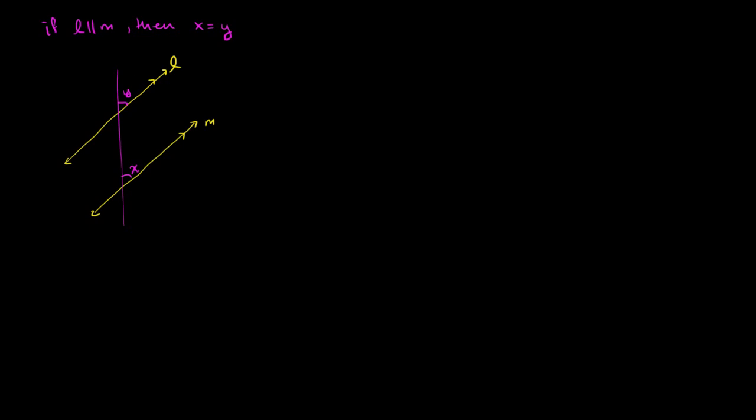What I want to do in this video is prove it the other way around. So this is what we know. What I want to do is prove if x is equal to y, then L is parallel to M, so that we can go either way. If they're parallel, then the corresponding angles are equal. And I want to show if the corresponding angles are equal, then the lines are definitely parallel. And what I'm going to do is prove it by contradiction.